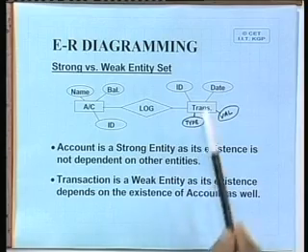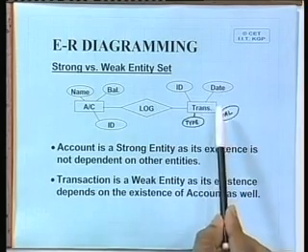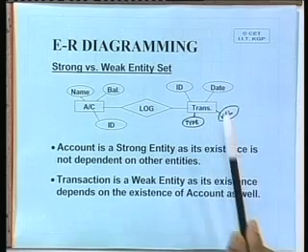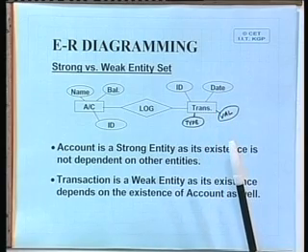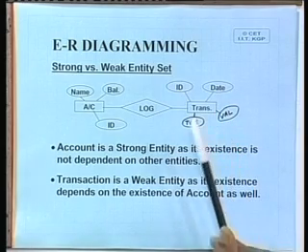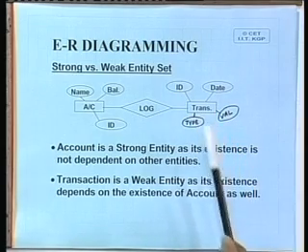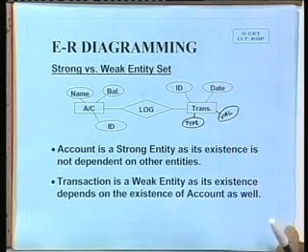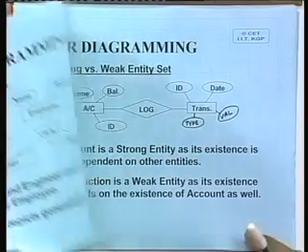In other words, whenever you are writing a transaction, the transaction should have the account ID as well as the transaction ID. Only then can the transaction be properly maintained. So, this concept one should be clear about, that there is a strong and there is a weak entity set.